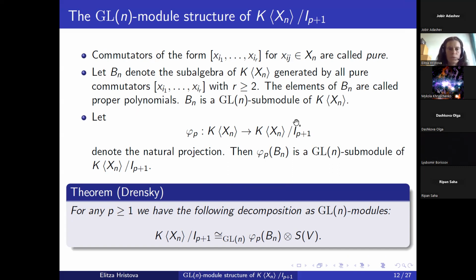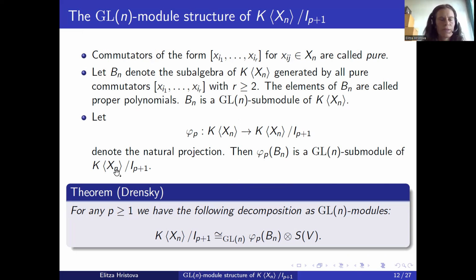And furthermore, when we consider this natural projection from K of xn to the quotient K of xn mod IP plus 1, then we can regard the image of Bn inside the quotient, and we'll denote it by phi p of Bn. And this will be a GLN submodule of the relatively free algebra K of xn mod IP plus 1. And this is the subalgebra of proper polynomials inside K of xn mod IP plus 1.